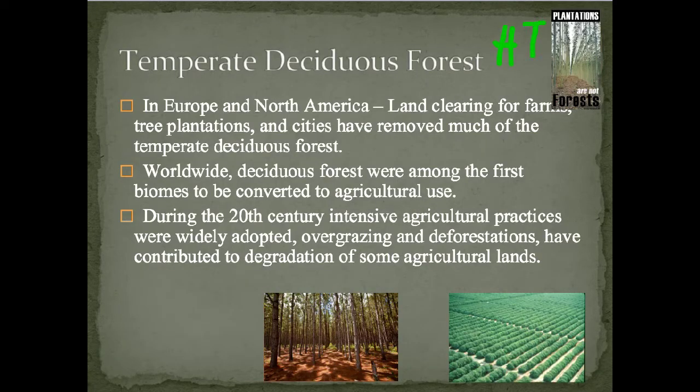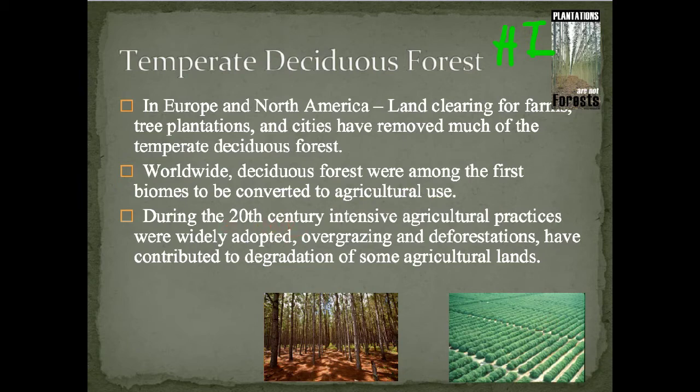Some human impacts on the temperate deciduous forests. Europe and North America, land clearing for farms for tree plantations. So you can see here monocultures, when you see those trees in a row, like so, they have been planted there and they have some type of lumber purpose. Cities have removed much of the temperate deciduous forests, clearing for urbanization and human expansion. Worldwide, the deciduous forests are among the first biomes to be covered by agricultural use, as you can see here.